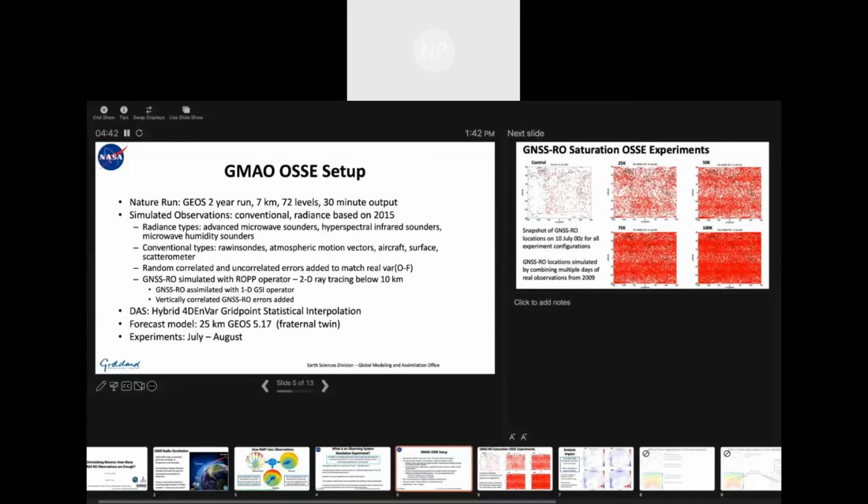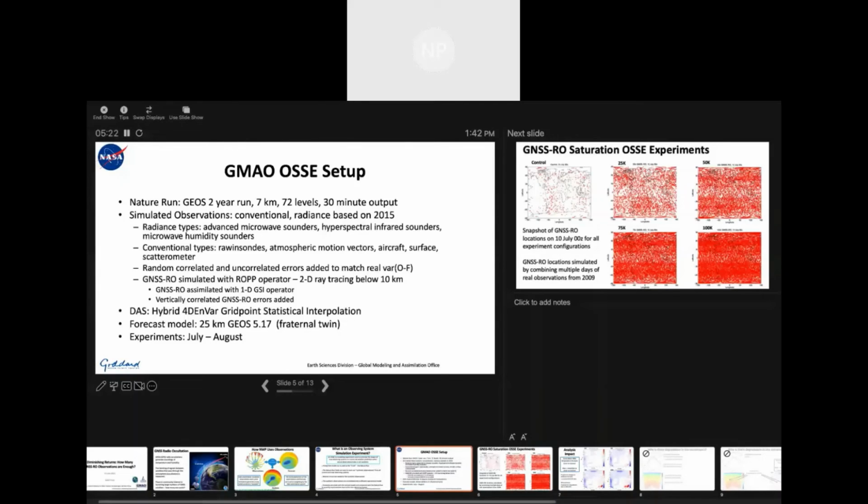For the GNSS-RO, we simulate the RO data from the nature run using the raw 2D operator, which has ray tracing below 10 kilometers. But we assimilate with the data assimilation system in our experiments using the one-dimensional Gridpoint Statistical Interpolation, or GSI, operator. So we're using a different method to simulate the RO data than we're using to assimilate it. And this will introduce a portion of additional error into our observations. And we do add both uncorrelated and a little bit of vertically correlated error to the RO data.